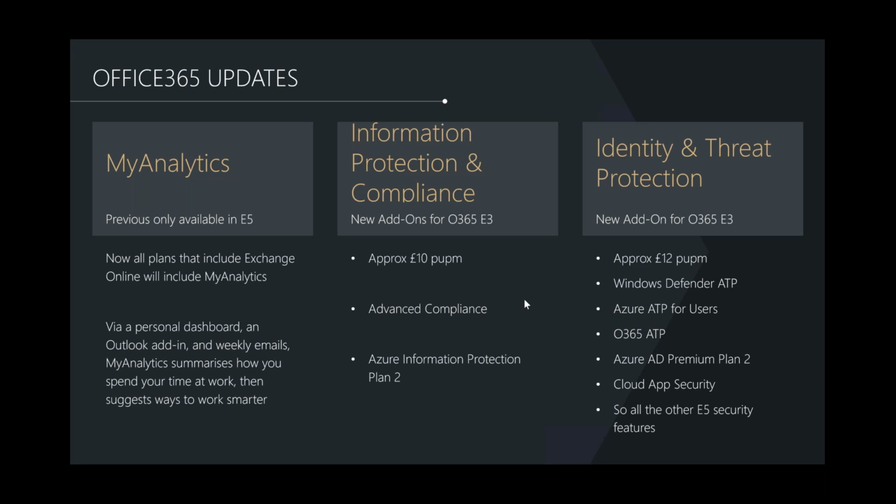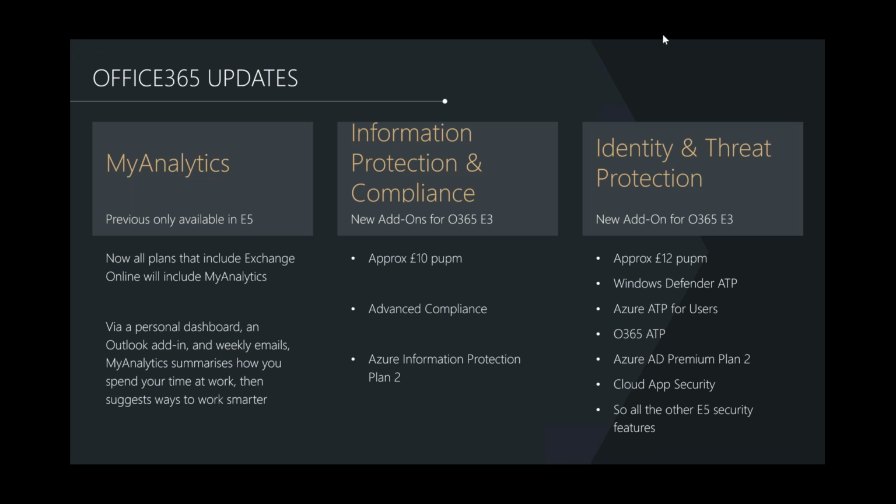Again, that Information Protection Plan 2 is where you're going to get some of that auto classification, encryption for your emails, the kind of E5 layout. Microsoft is saying you can still buy them individually, but for about £10 per user, you can buy these two components of E5.